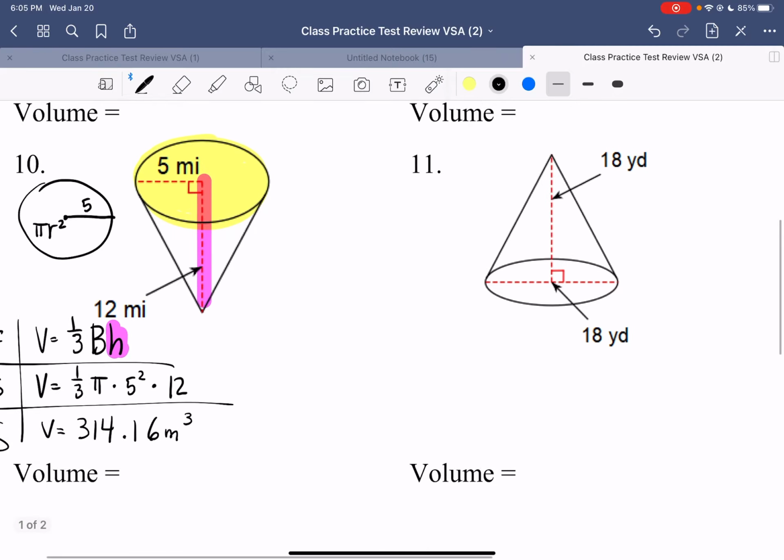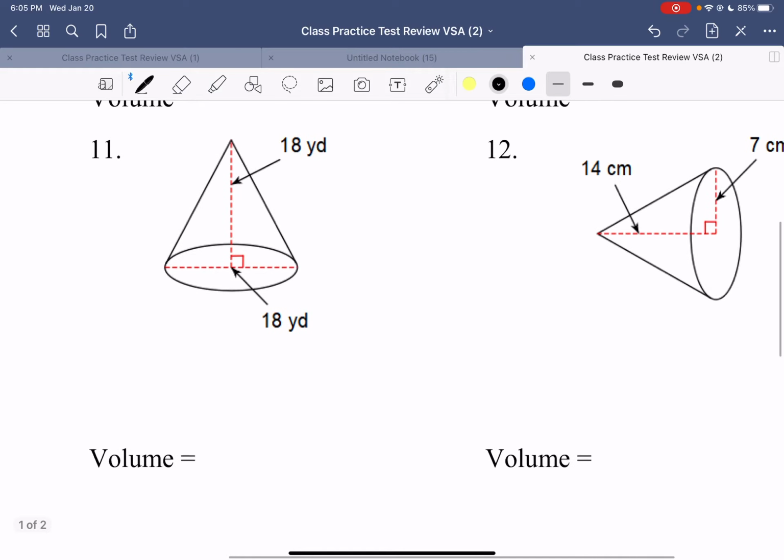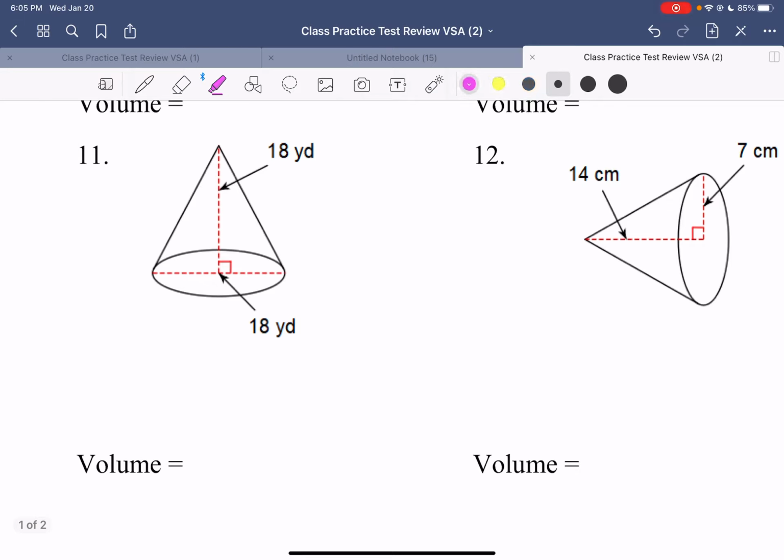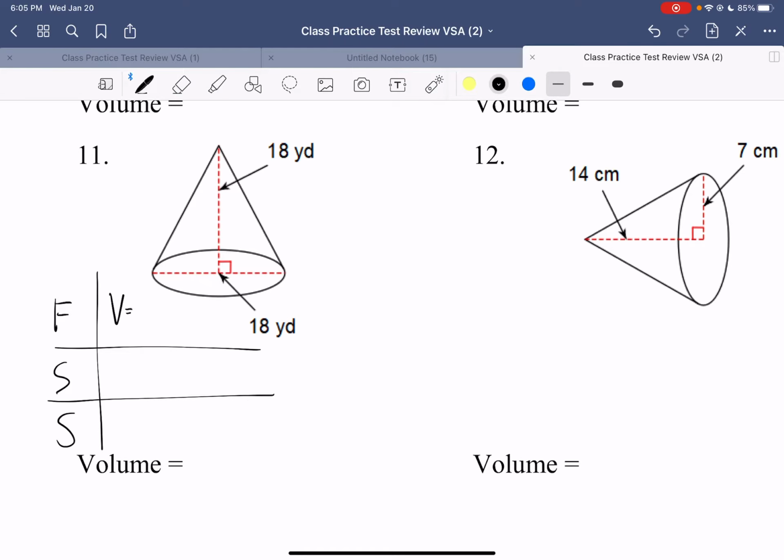Number 11. So we're looking for the volume of a cone. So just like the last one, V equals 1/3 capital BH. So remembering that B is the area of the base. So our base is a circle, so we have a circle. And the number they give us here is 18, but for pi radius squared, we need to cut that in half. So the radius is just going to be 9.